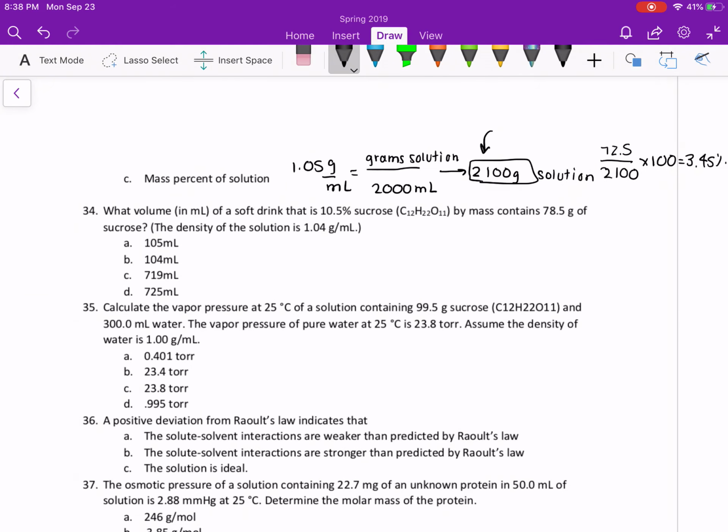So I move on. What volume in milliliters of a soft drink is 10.5% sucrose by... sorry. Reading isn't my strong suit today. It's been a really long day, but that's a-okay.